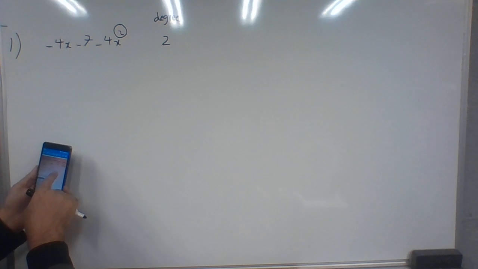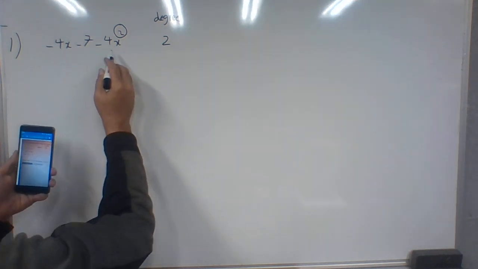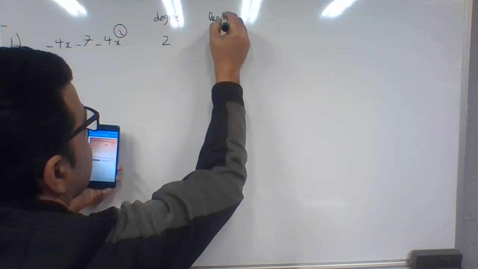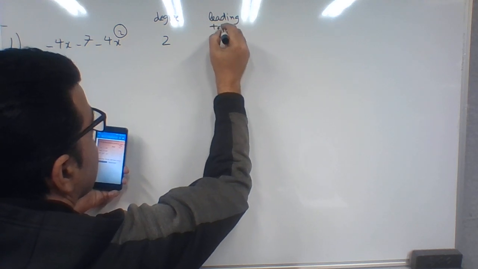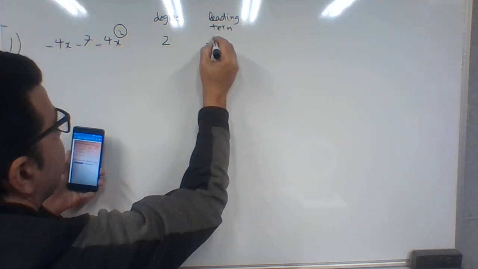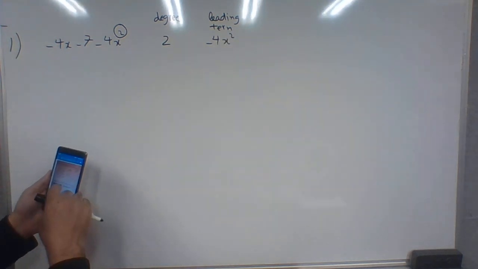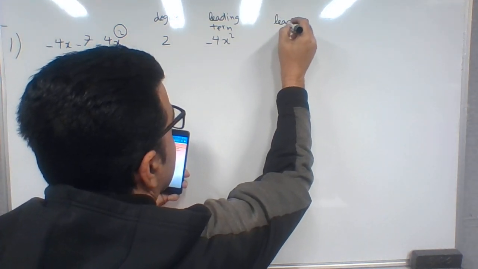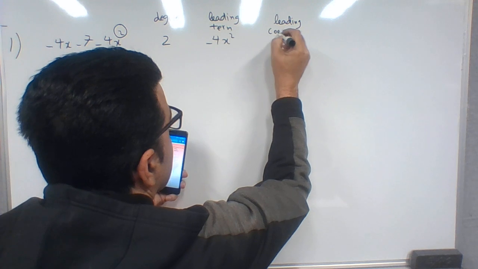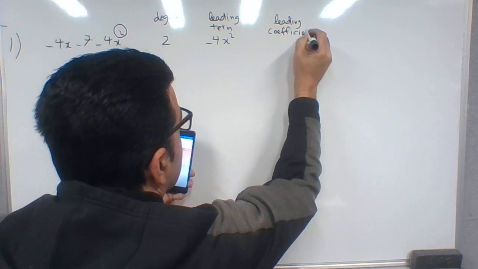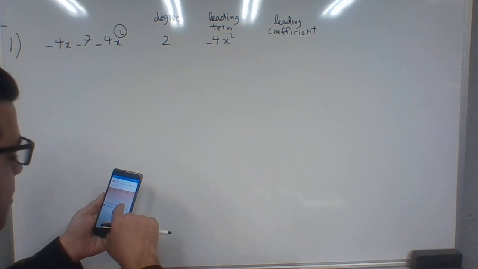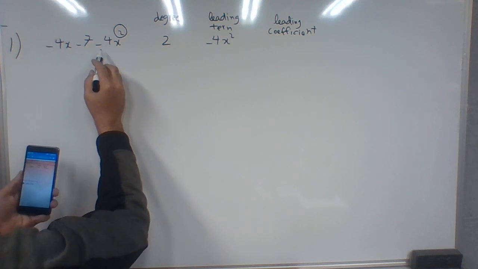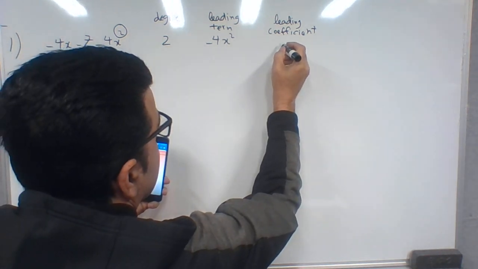And then the leading term. The leading term is the term that has the highest degree. So the leading term will be negative 4x2. And then leading coefficient. The leading coefficient is the multiplier of the highest degree. So if this is the leading term, the leading coefficient is negative 4.